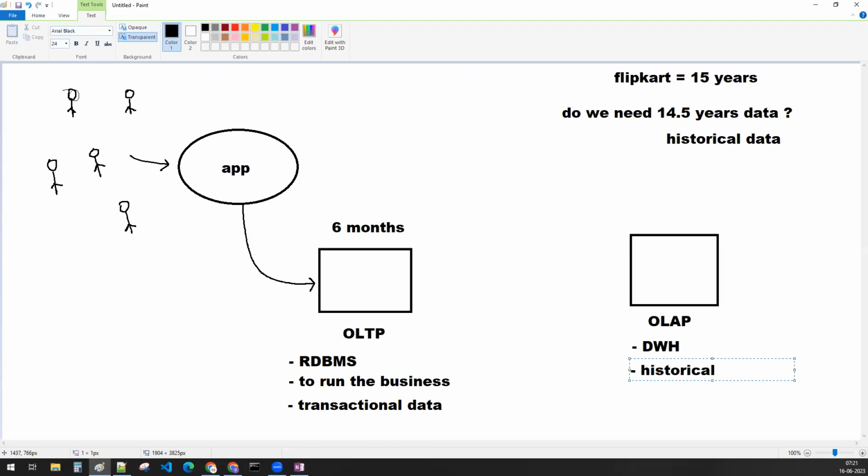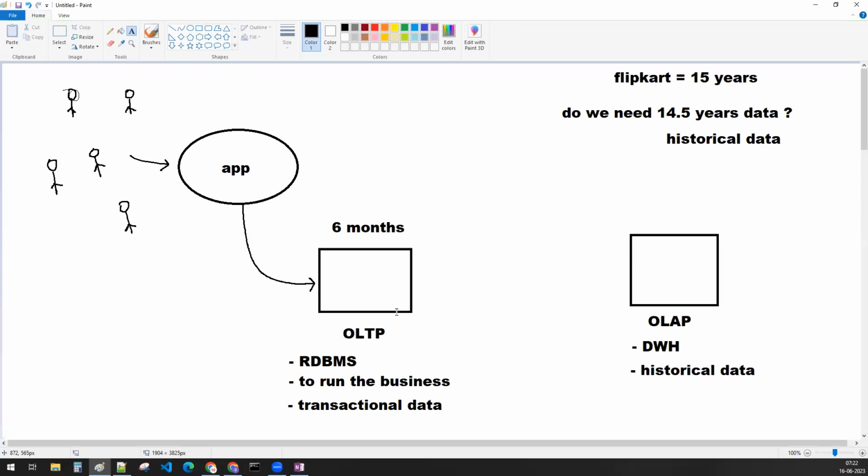Where does this data actually come from? Tell me, sir, where does this data actually come from? This data has to come from the OLTP only, right? This data has to be coming from the OLTP, because as soon as a record has a validity of more than 6 months, that data has to be moved from the OLTP to the OLAP. Okay, because 6 months is transactional data. If it has a validity of more than 6 months, that is historical data. That data has to be moved to the OLAP.